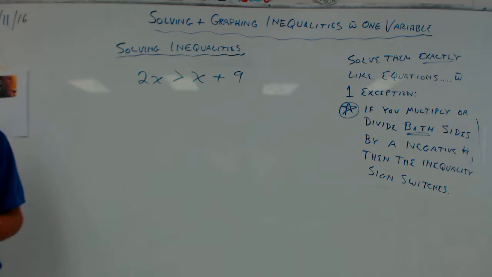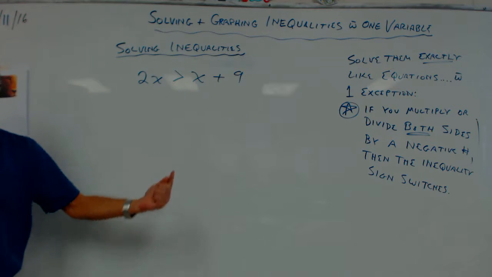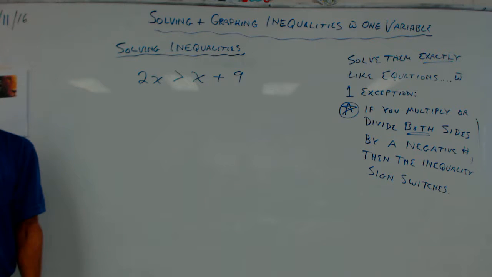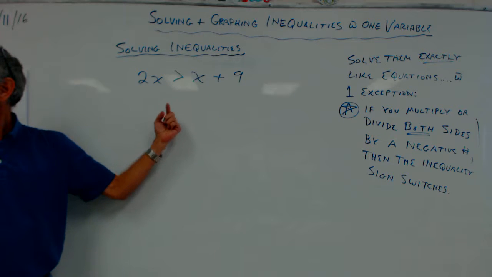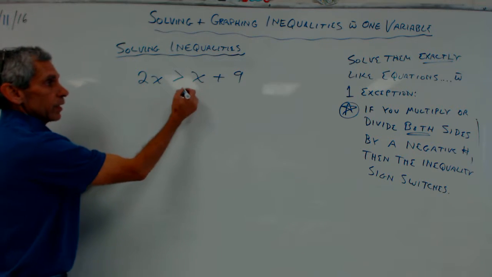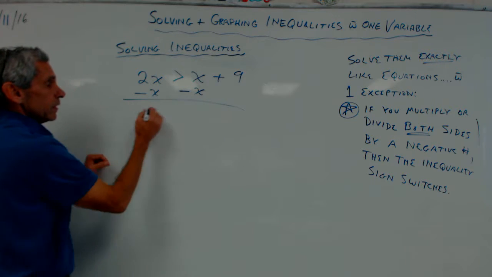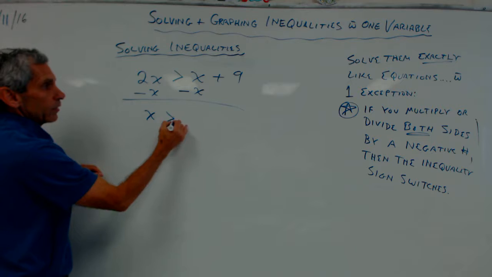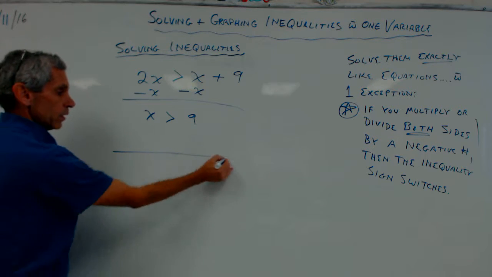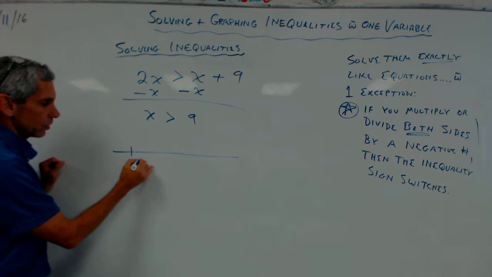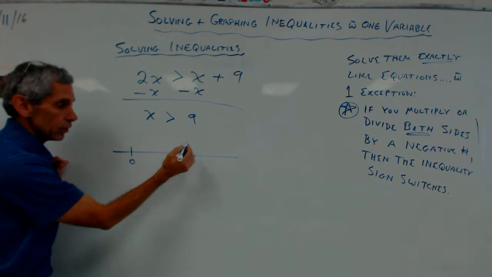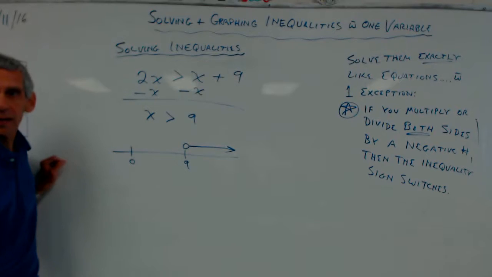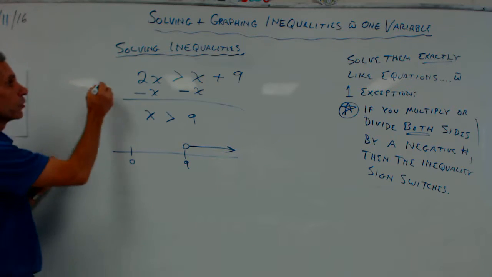So how would I solve this? I have x's on both sides of the inequality sign. I want the x's on the same side. This is like an equal sign, so I have to do the same thing. I have to subtract x from both sides, and that gives me 1x is greater than 9. Oh, wow, that was easy. Now I have to graph it. X is greater than 9. Here's 0, here's 9. Greater than does not include the 9. It's only greater than, so it's an open circle. And I go wherever it's greater than 9, that way. Pretty easy, right? So that's our first one.